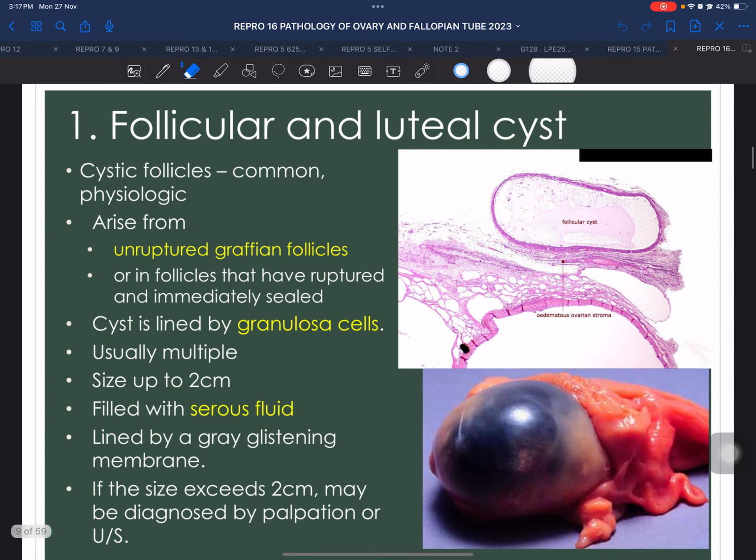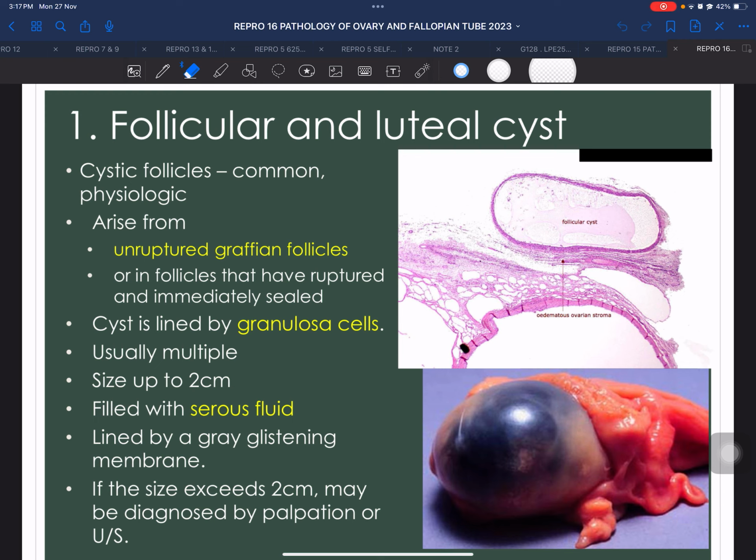So what you saw in the video just now are examples of cysts that can grow larger. They can be about 4 to 5 centimeters in size or even more, and can produce a palpable pelvic mass and pelvic pain. Okay.